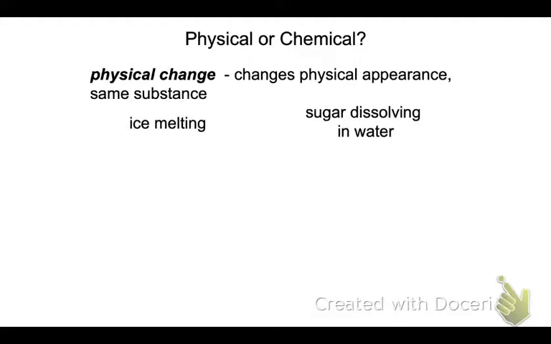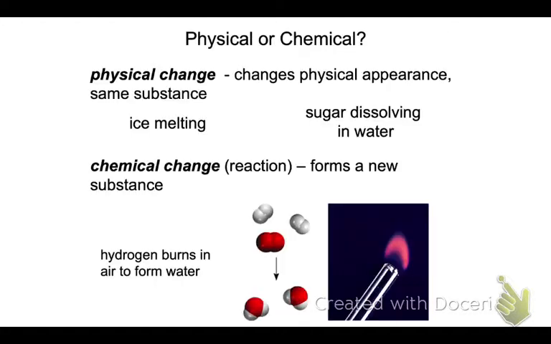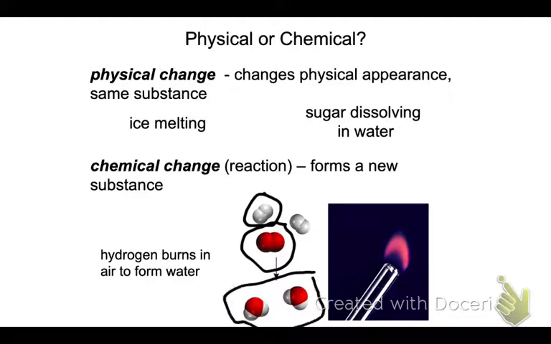If you dissolve sugar in water, sugar will keep its composition and water will keep its composition. So this is a physical process as well. A chemical change is a reaction, and this is when we form a new substance, which means we are changing the composition. For example, if we burn hydrogen in the air, here are the particles of hydrogen, and these are particles of the oxygen in the air, then we are going to get a new product, which is the water molecule.